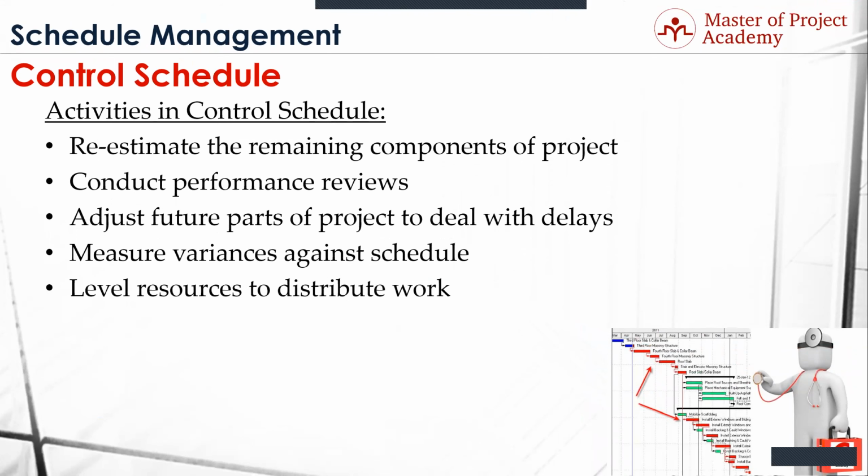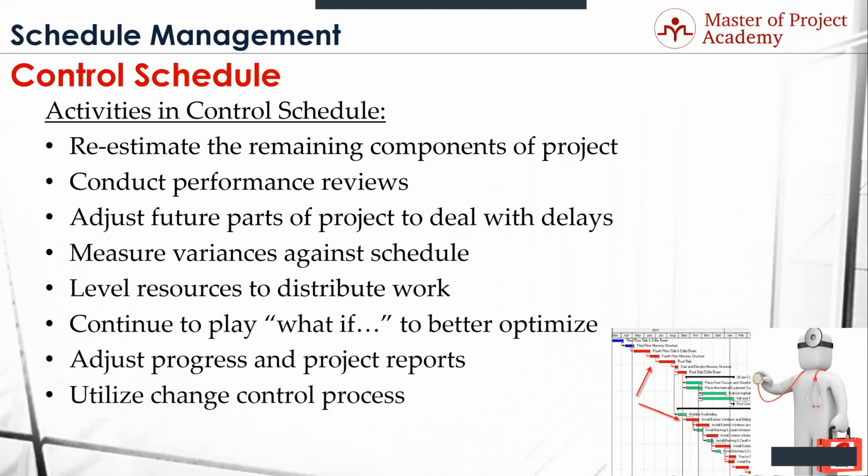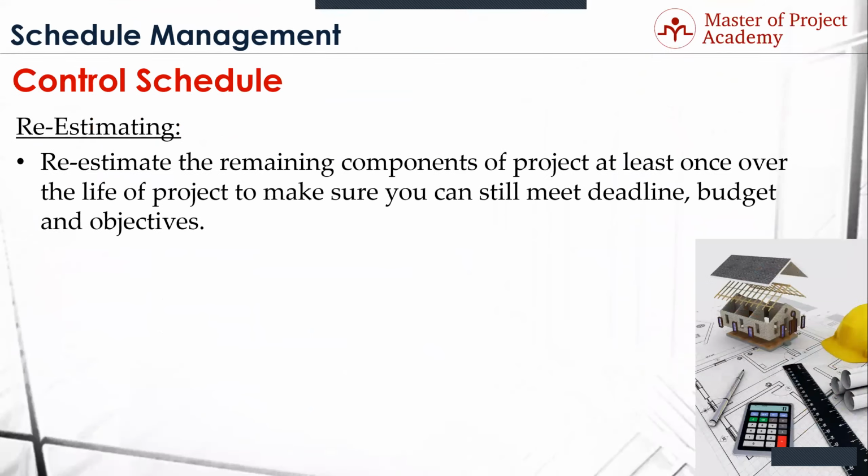What are the two methods of leveling resources? Or I'm sorry, what do you do when you level resources? Do you change the critical path? No. Leveling resources does change the critical path. Remember, leveling resources is taking that overworked resource and extending their schedule. Compression does not. I'm sorry, optimization does not. You can do the what if, you can adjust progress, and utilize change control processes. And basically, the ultimate thing here is identify needs for changes.